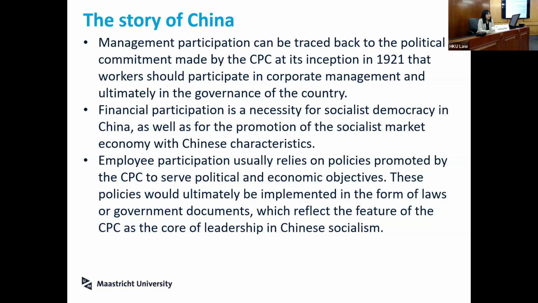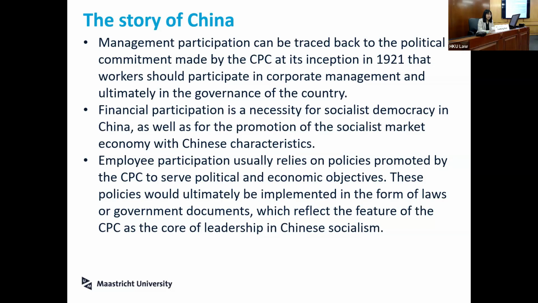And then today, in the constitution of China, it says the people should be the master of the country. So in my thesis, I argue that this is also an expression of employee participation in China, because it promised that the workers should participate in corporate management. And after the CPC seized power of the country, the working class would have the power to manage the country. So therefore, employee participation in China is also called democratic management, 民主管理.